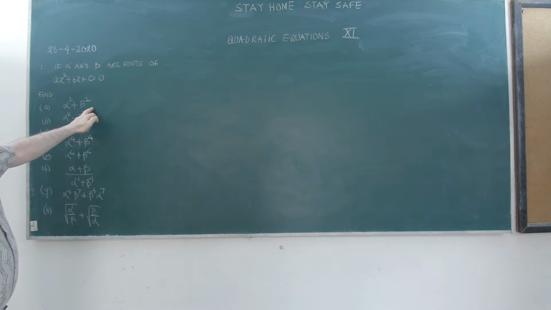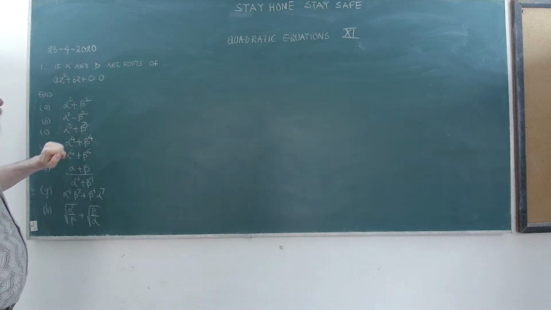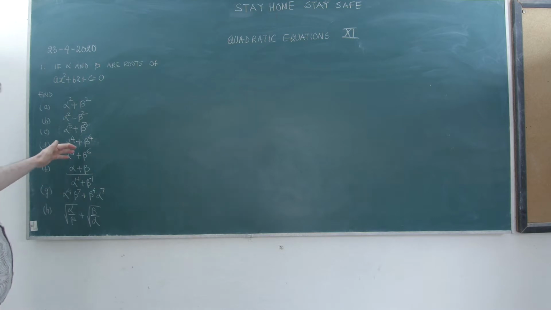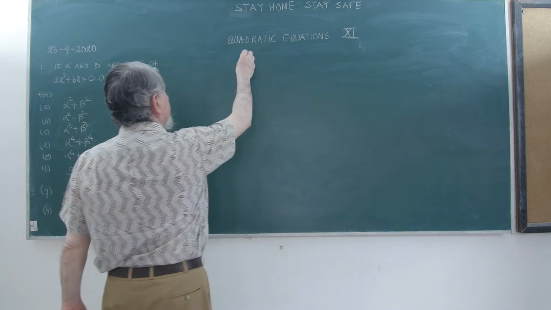alpha square plus beta square, alpha square minus beta square, alpha cube plus beta cube, alpha to the power 4 plus beta to the power 4, alpha 6 plus beta 6, and so on. So let's start and take one by one.